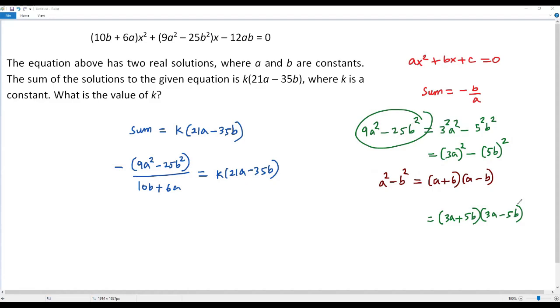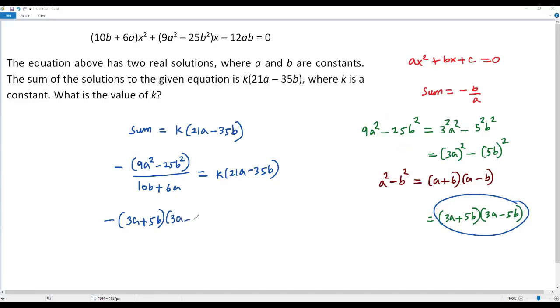Now let me plug in this factor form for 9a square negative 25b square over here. Then I'm getting negative 3a positive 5b times 3a negative 5b, divided by, when I consider the terms of the expression in the denominator, both the terms have the greatest common divisor 2. So we can factor 2 out. When 2 is factored out, to get the stuff inside the parentheses, we have to divide the terms by the one I factor out. When I divide this 10b by this 2, I am getting 5b positive. When I divide this 6a by 2, I am getting 3a, equals k times.